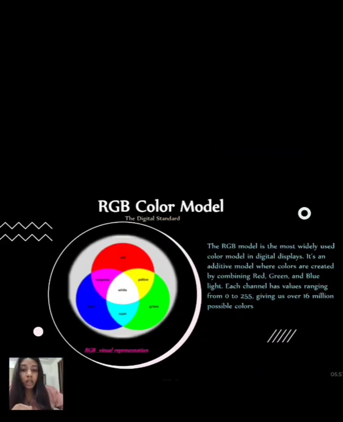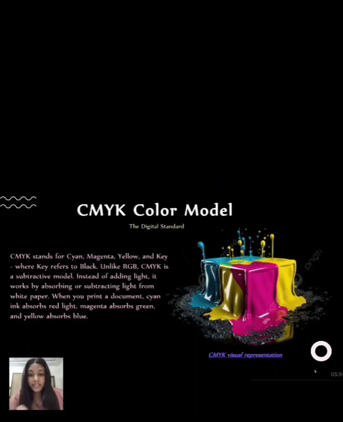Now we have the second color model, that is CMYK. CMYK stands for cyan, magenta, yellow and key, where key refers to black. Unlike RGB, CMYK is a subtractive model. Instead of adding light, it works by absorbing or subtracting light from white paper. When you print a document, cyan ink absorbs red light, magenta absorbs green and yellow absorbs blue.